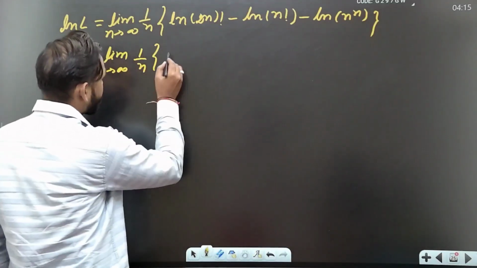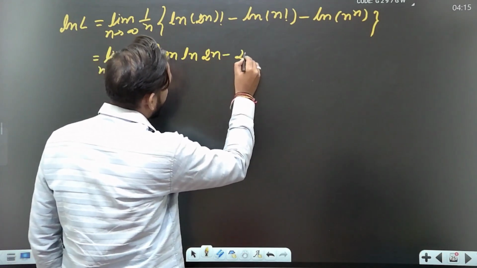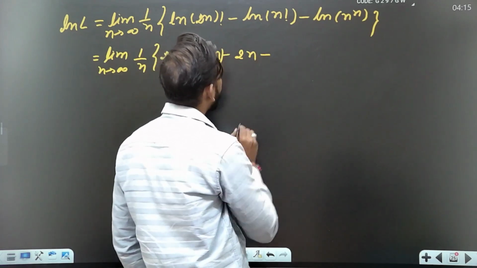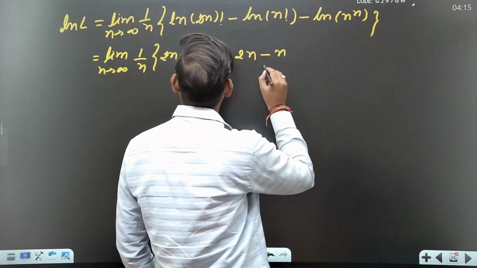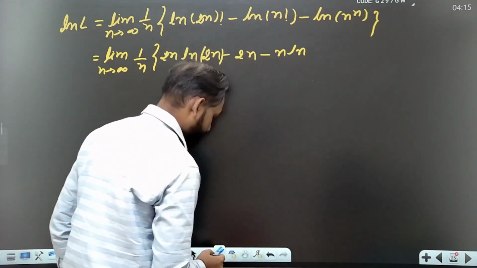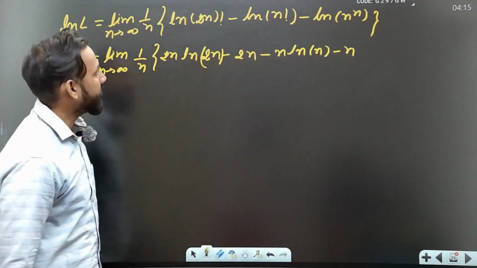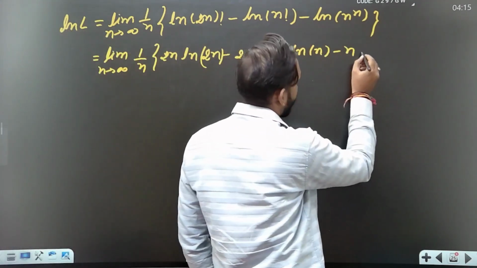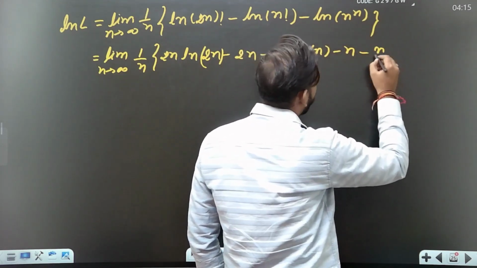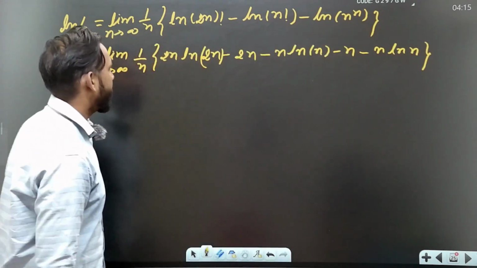Okay, then 2n ln 2n minus 2n, yes or no? Yes sir. And again we can write ln factorial n as n ln n minus n, right? And what is there? Minus ln n to the power n, which comes from here, that is n ln n, right? Okay, clear.